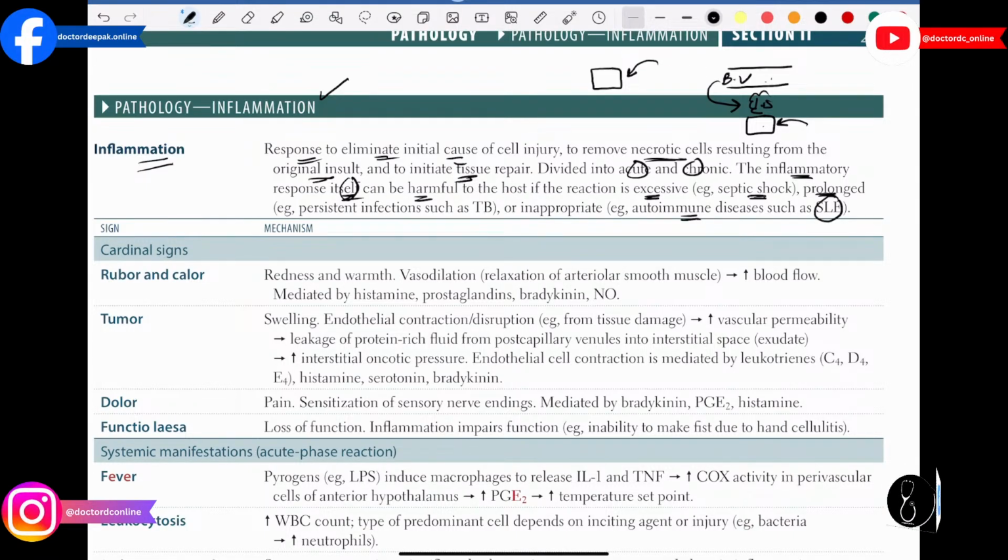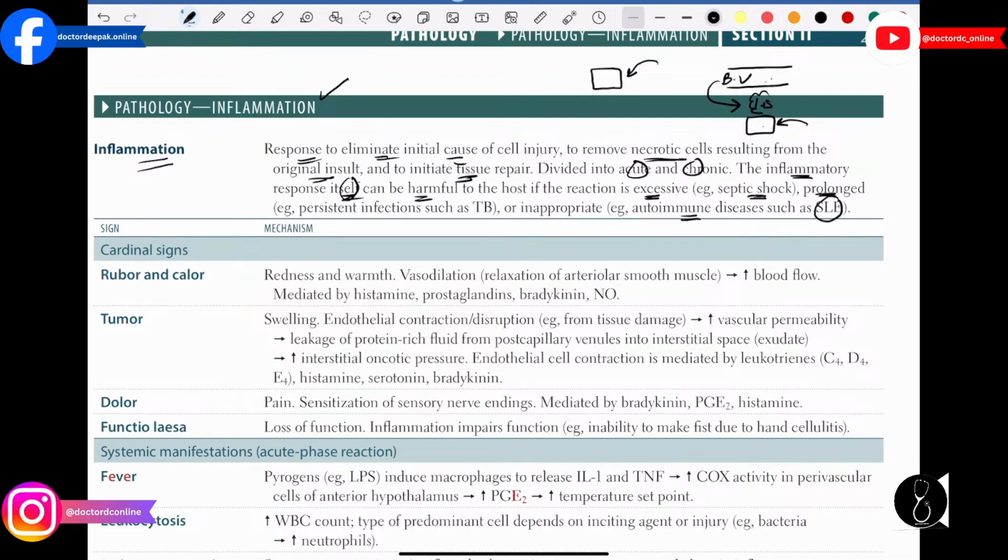Then after that we have to understand the different signs that are produced in inflammation, and in the exam you will get questions from these signs. They will ask you about the mechanism. Let's take an example. Let's suppose a person comes to you with trauma, or an injury to a specific area of the body, and in that area you see the color is red, and that area is very warm. They will ask you what is the mechanism of this redness and warmth of that part of the body.